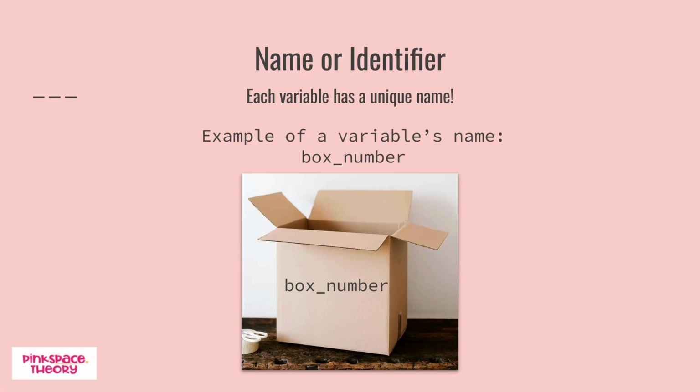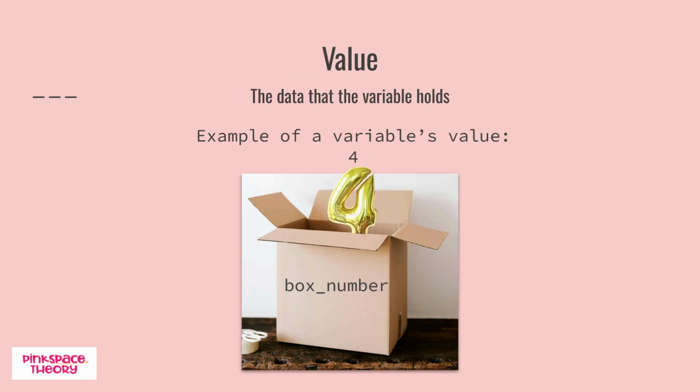You cannot have the same name for different boxes, and you cannot write it on the side of the box. For example, here this box has box number written on the side to indicate here's where I'm storing my box number. The number I'm storing inside of the box is also known as the value, which is the data that the variable holds. For example, let's say in this box specifically, I decided to store a 4. So 4 would be the value.